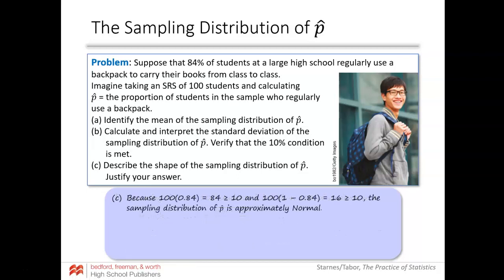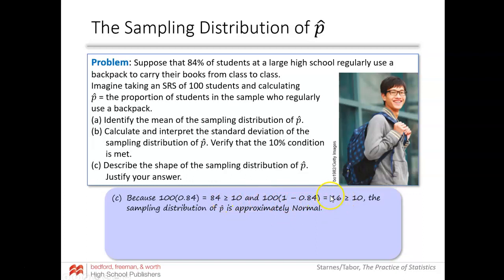So the first thing we have to do is see if the large counts condition is satisfied before we talk about the shape. The large counts condition says n times p has to be greater than or equal to 10, and n times 1 minus p, my old school teacher book used to use q for failure, but 1 minus p works too. So we're going to have 84 successes according to this, and in a sample we should have 16 failures.